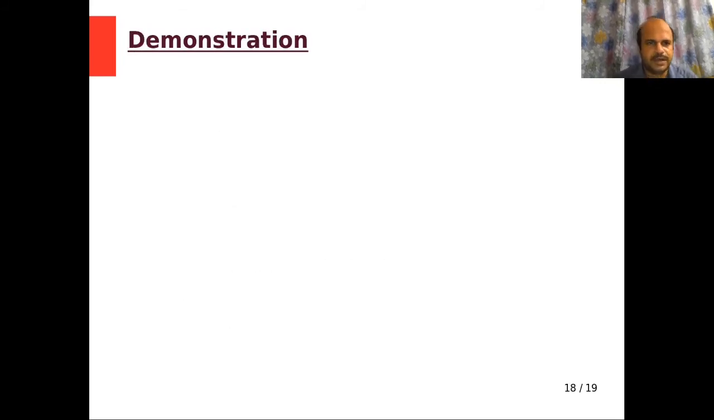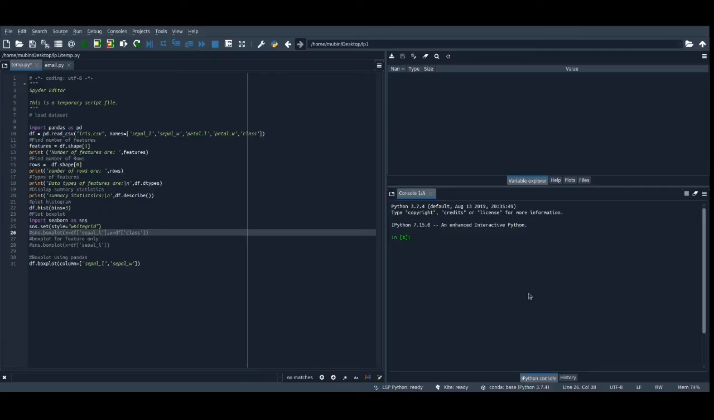Now next is the demonstration of the experiment. Now we'll look at the demonstration of this experiment. Now let's start with the demonstration. Here I have written a program line by line.